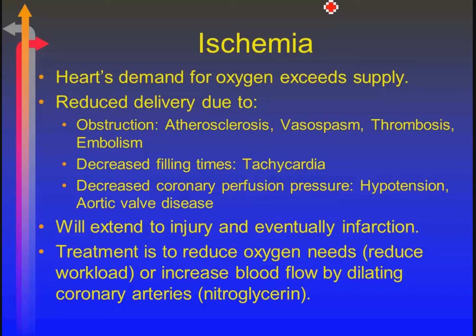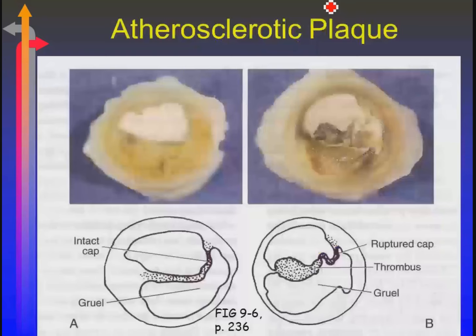Ischemia will progress to injury and eventually infarction if it's not treated. That's why it's so important to pick up on ST changes and T wave changes before the development of the Q wave. We need to reduce the oxygen needs by reducing workload and increasing coronary perfusion pressure. We do this through vasodilation with nitroglycerin.